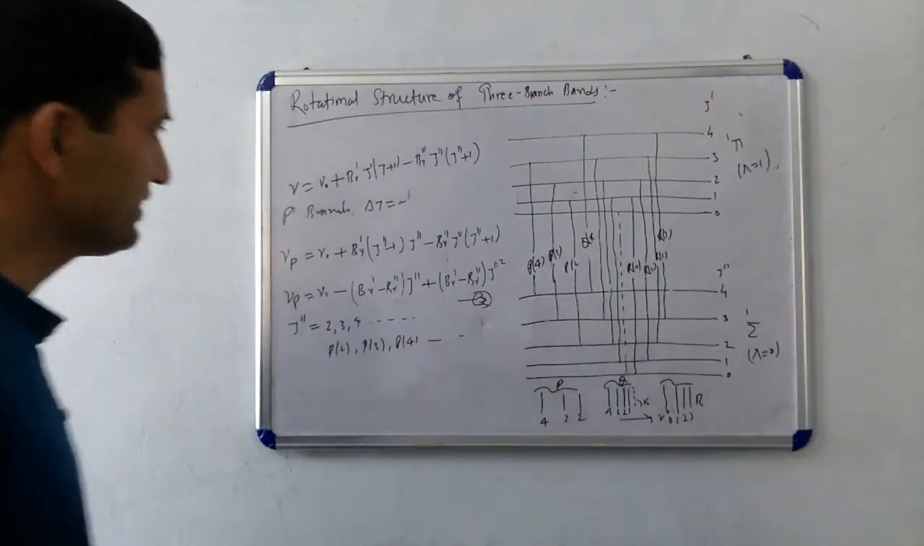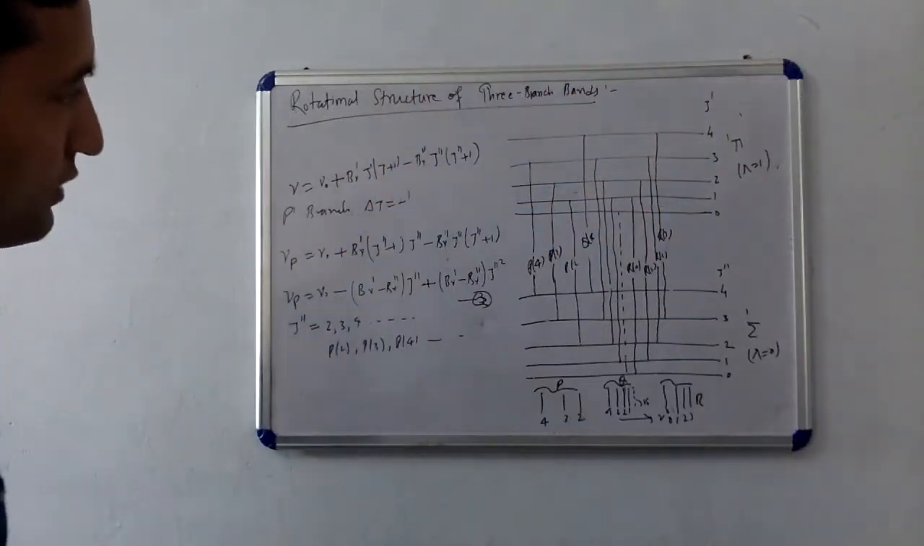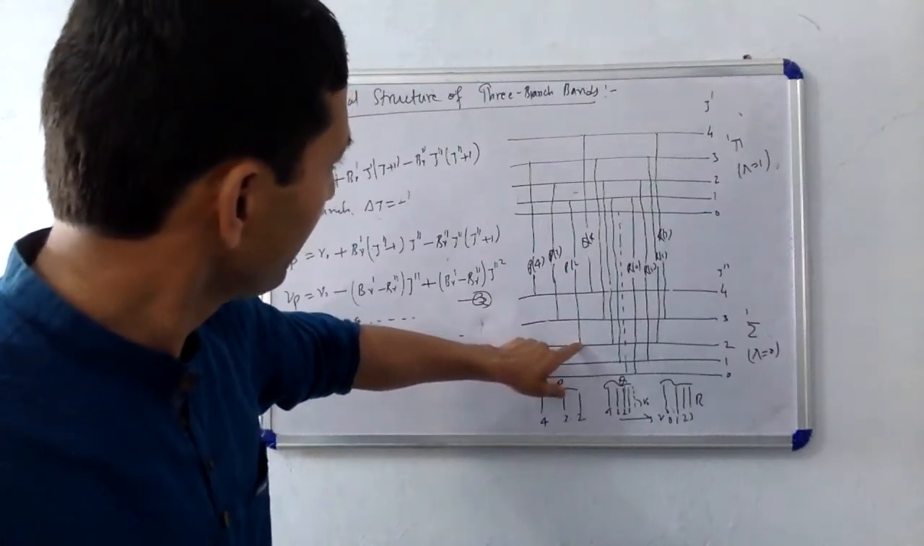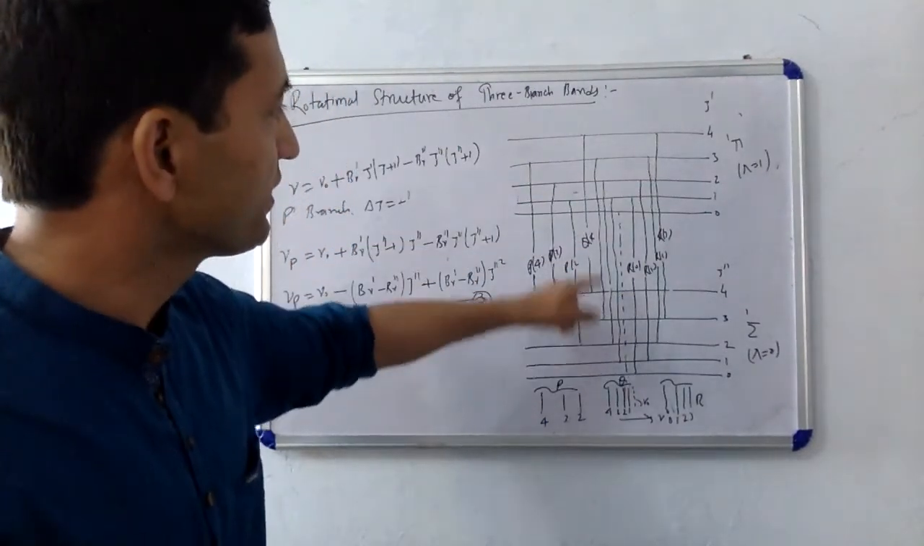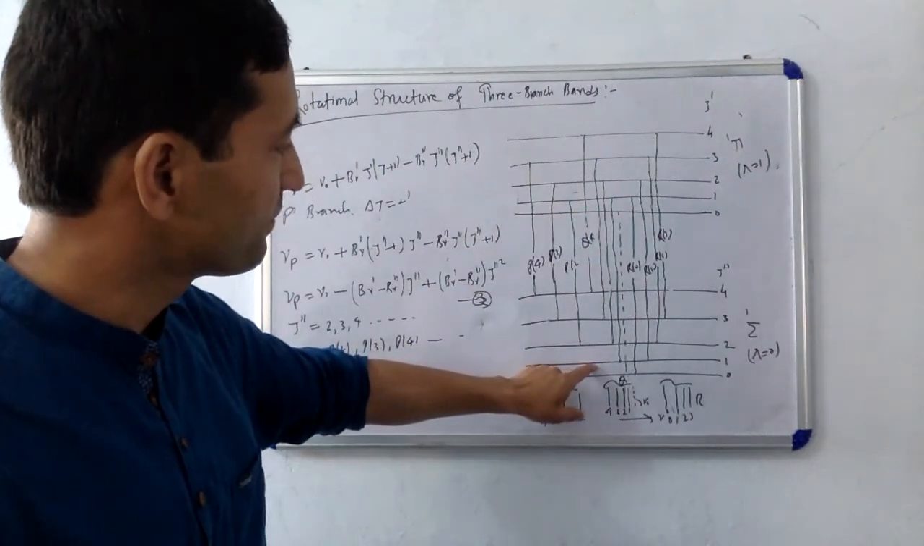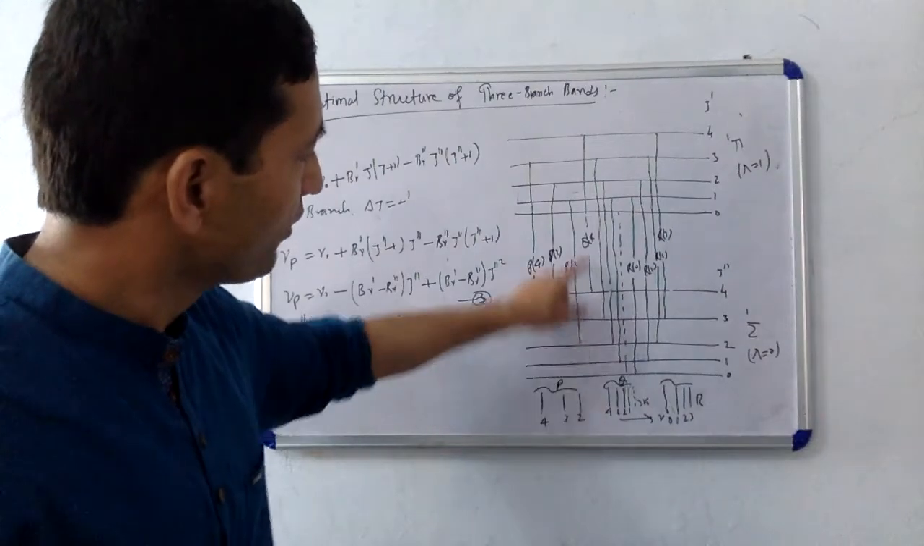These are the lines. The reason is that J prime 1 is missing. So the transition is possible only from 1 to 2. It means the 0 to 1 transition is missing because J equal to 0 is missing over here. Then this transition cannot take place, and then you have only this one.